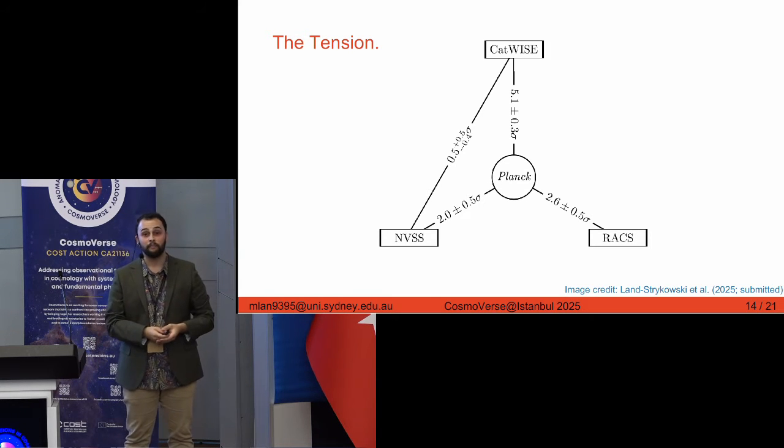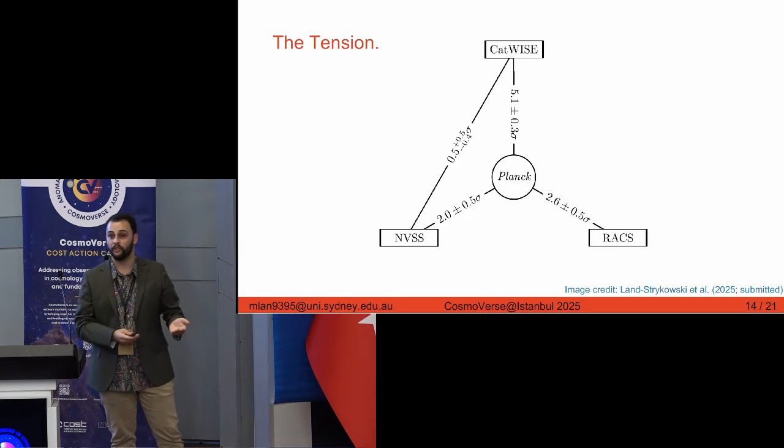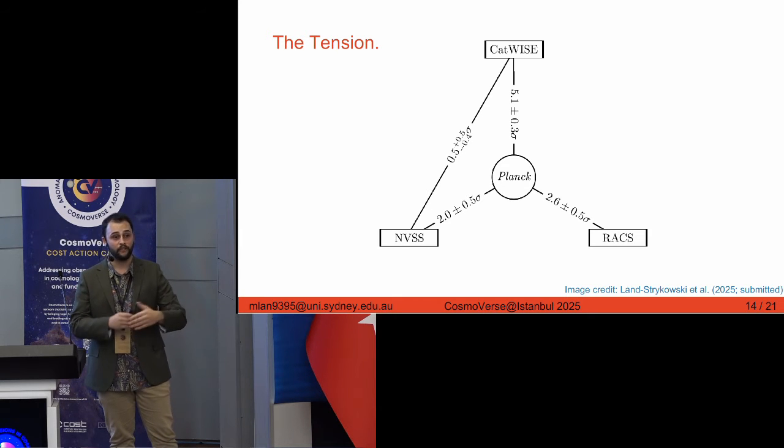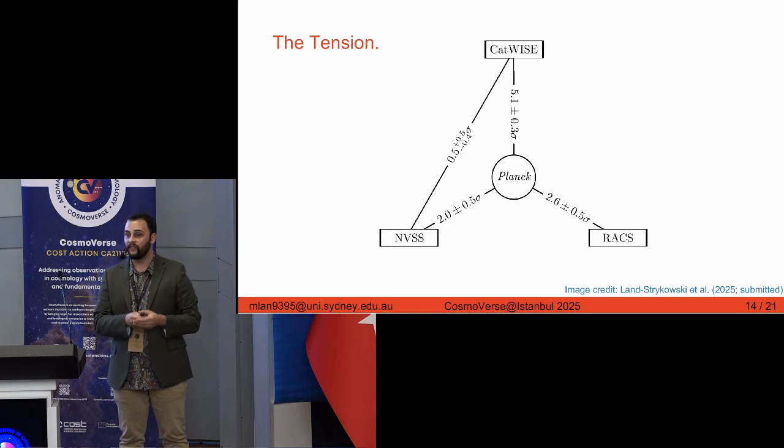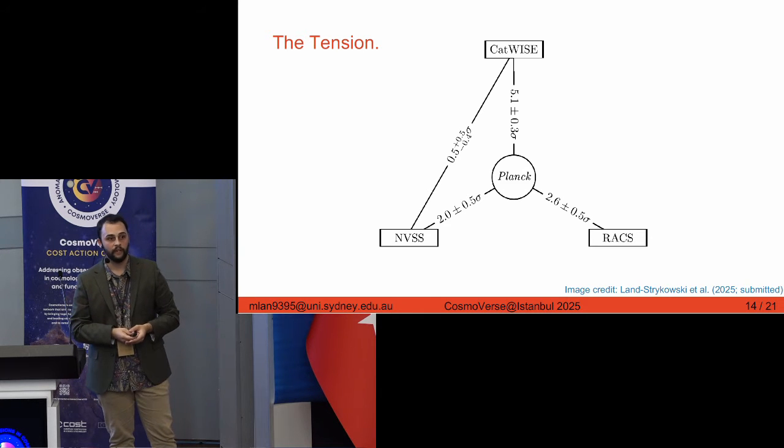CatWISE and NVSS have completely different systematics. One is a ground-based survey, one is a satellite. They're about 20 years apart and in different continuum. So this is telling us that there is favor for there being a physical phenomenon underneath the tensions that we observe, a source dipole of the same source.